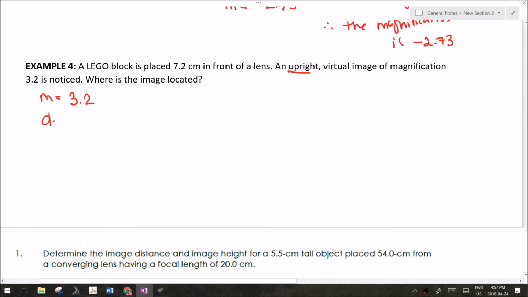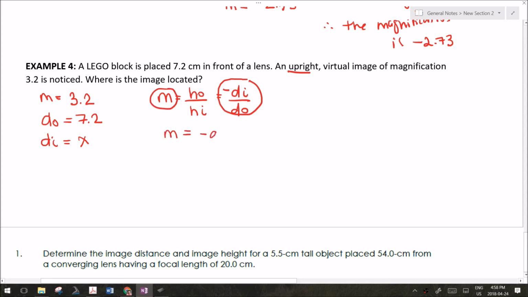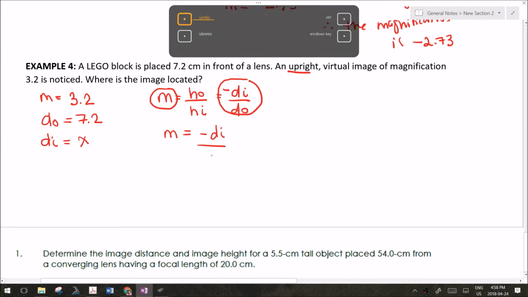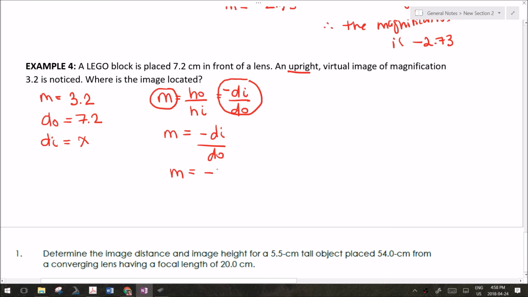And the distance of the object is 7.2. What we want to know is where is the image located. So what is the distance of the image? In this case, I'm talking about distance of the image and distance of the object, so I will pick this portion of the equation and this portion, keeping in mind that there's a negative there. So m equals negative dI over dO. There's an error there, that should be dI over dO. So that's going to be negative x over 7.2.